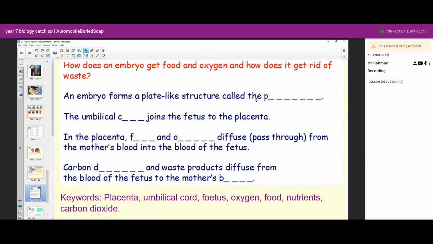Okay, the first one is, the structure is called the placenta. The next one, the umbilical cord joins the fetus to the placenta. In the placenta, food and oxygen diffuse from the mother's blood into the blood of the fetus. Carbon dioxide and waste products diffuse from the blood of the fetus to the mother's blood. Well done if you got those correct. I would write all this down as a paragraph in your notes, just so you make sure you're very clear with that process.